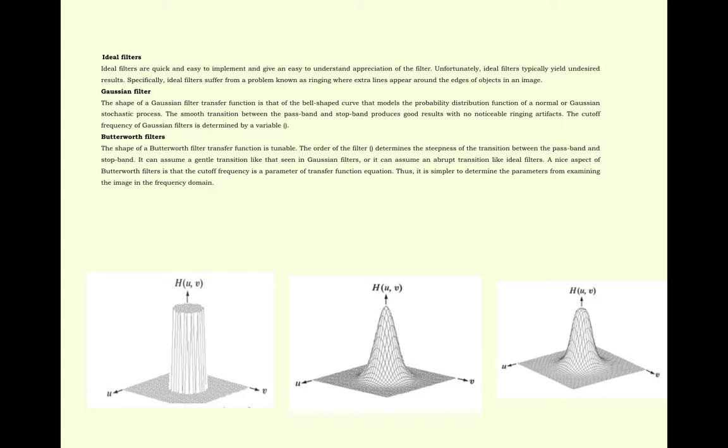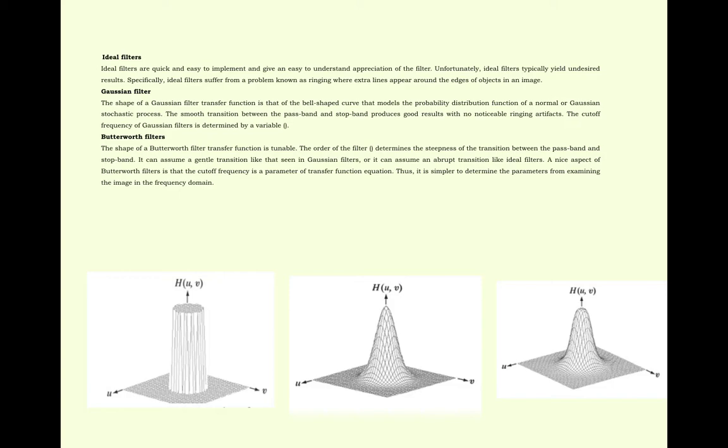Butterworth filters. The shape of the Butterworth transfer function is tunable. The order of the filter determines the steepness of the transition between the passband and stopband. It can assume a gentle transition like that seen in Gaussian filters, or an abrupt transition like ideal filters. A nice aspect of the Butterworth filter is that the cutoff frequency is a parameter of the transfer function equation. Thus, it is simple to determine the parameters from examining the image in the frequency domain.